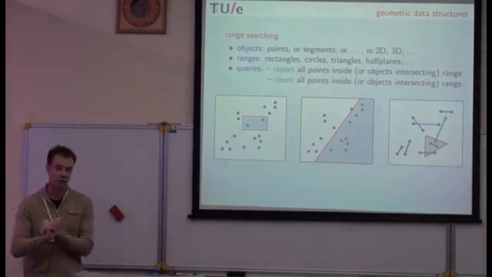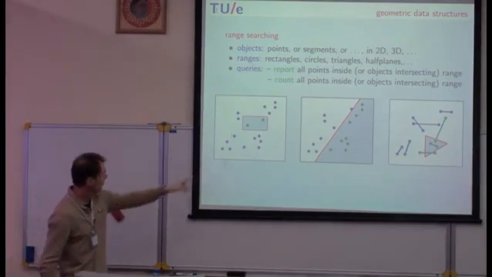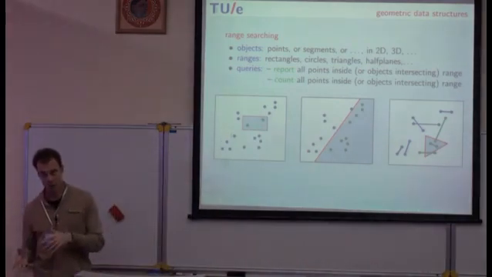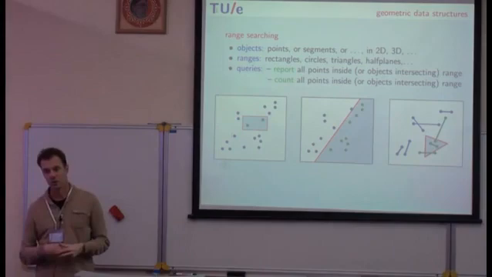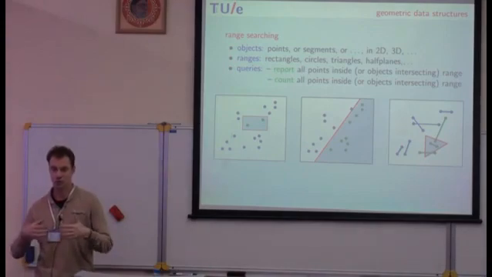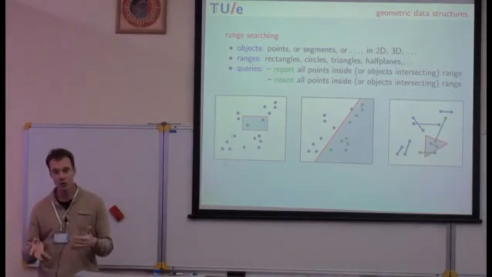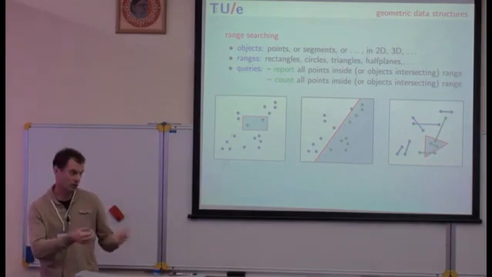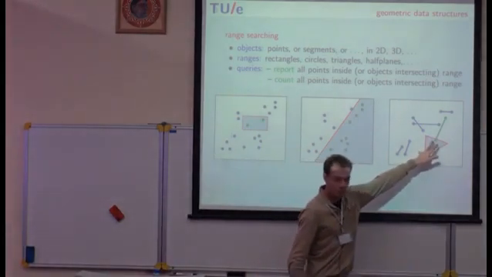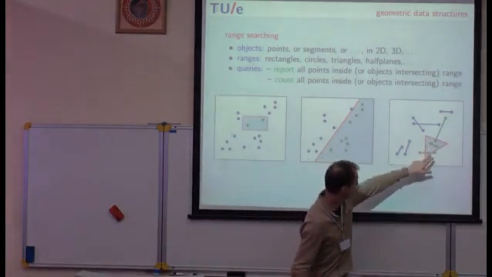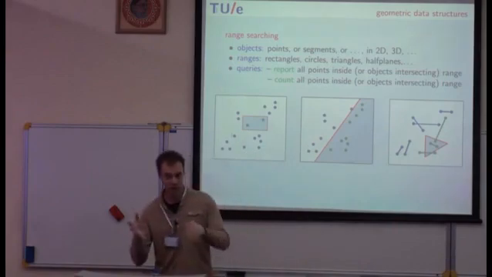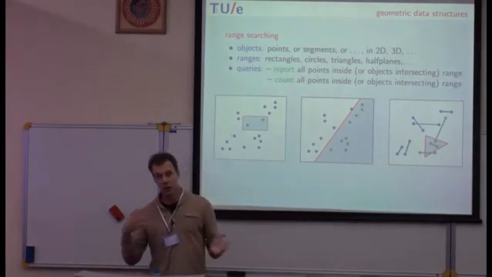Then you can either want to report all the objects that lie inside the range, or maybe you want to count how many there are. Sometimes it's useful to simply decide, is the range empty or not? In terms of counting, you only want to know, is the number greater than 0, or is it actually empty? In case the objects are not points but segments, maybe you want to report everything that is intersecting the range, or everything that is completely inside. So there are lots of different variants.